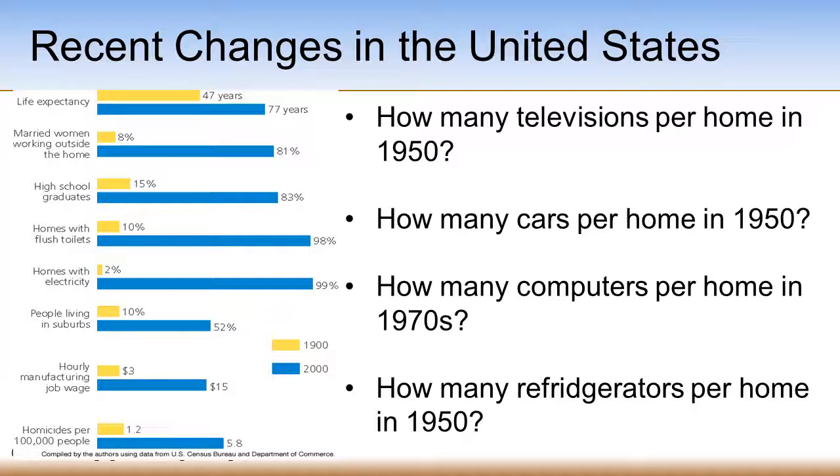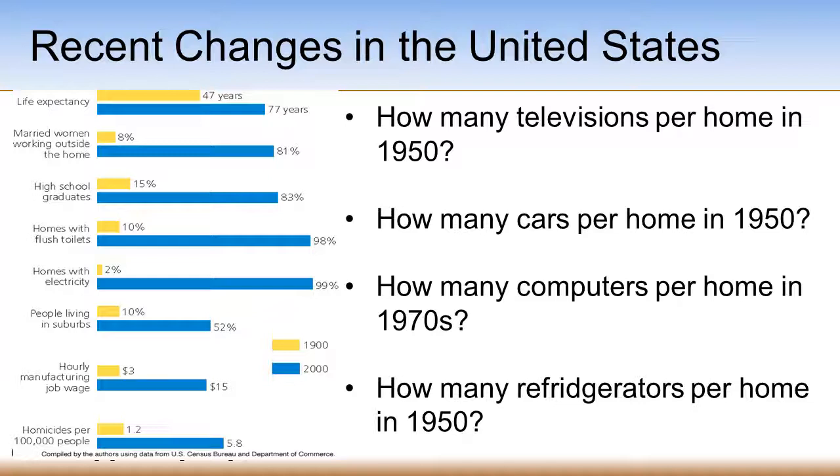Back in 1900, the life expectancy was 47 years. Now it's 77 years. So people are living longer, healthier lives. How may that have impacted the U.S. ecological footprint? Let's look at the next category.